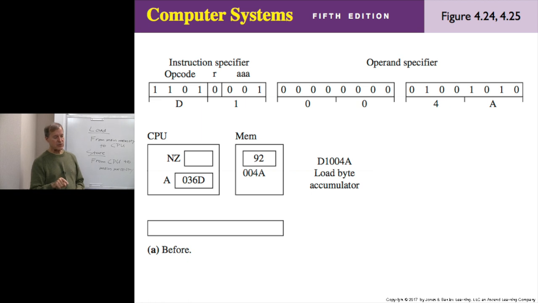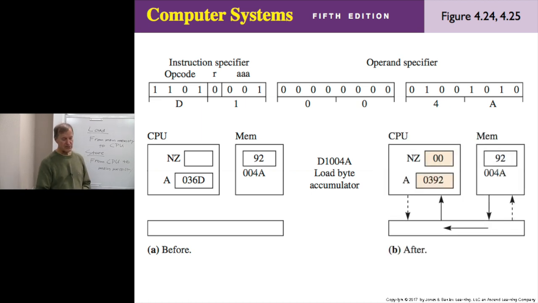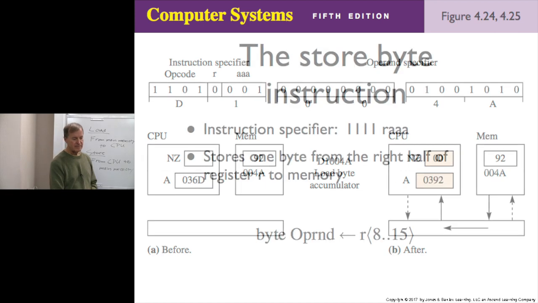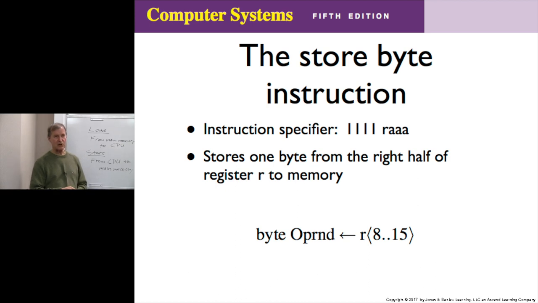So look, if this is what happens before the load byte accumulator instruction, what can you predict it's going to look like after? The value in the accumulator register will be what? 0392. Yes. It will be 0392. Does everybody see how that worked? Are we good? And then we also have a store byte.